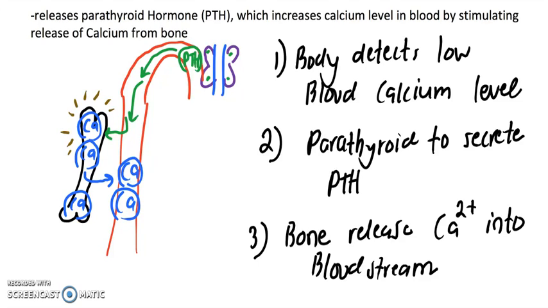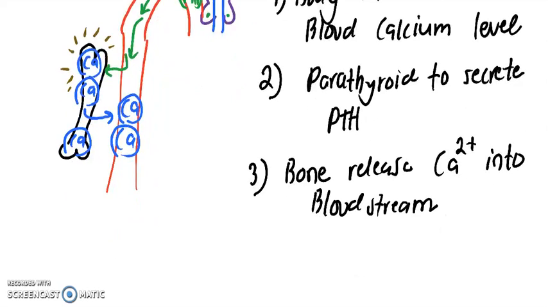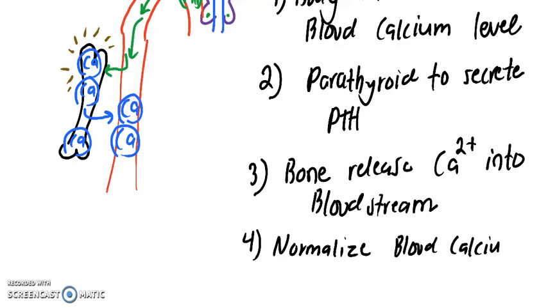So we left off at step 3. The bone is going to release calcium that was stored in the bone into the bloodstream. So now we're going to go on to step 4. This is going to normalize the blood calcium level.